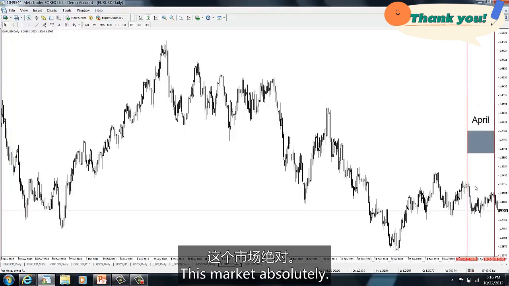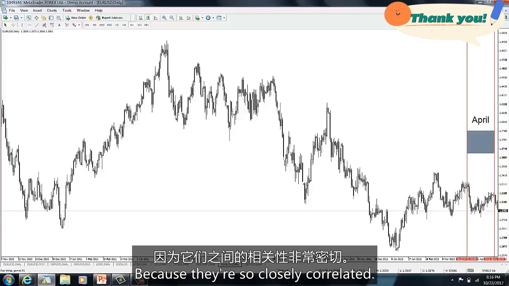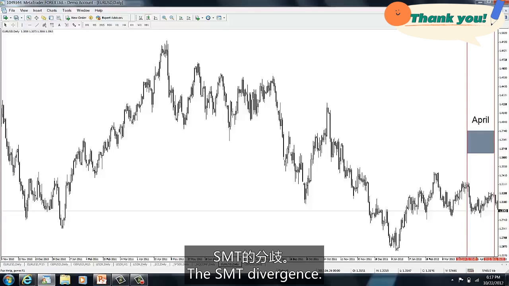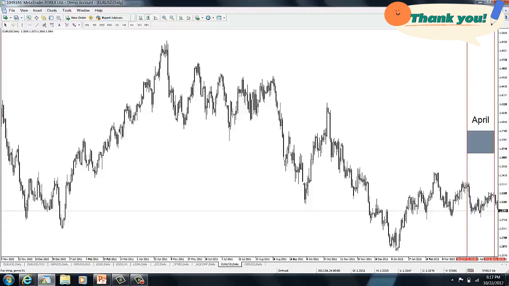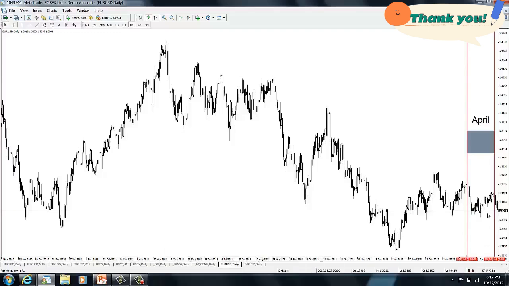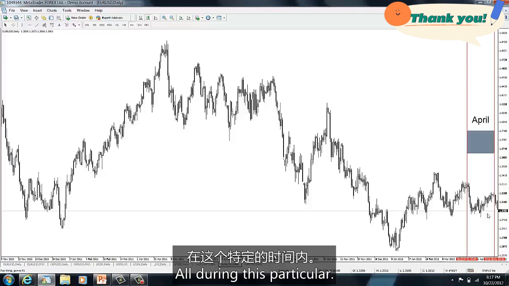This market absolutely posted weaker technicals across the board. In other words, between the two pairs, fiber and cable, because they're so closely correlated, they usually trade in sympathy. But as you can see here, the SMT divergence, correlated pair SMT divergence, was showing that there was absolutely no interest whatsoever in going long in the fiber. And if you recall back when I was doing reviews, we were talking about this market being the weaker of the sisters all during this particular time frame.